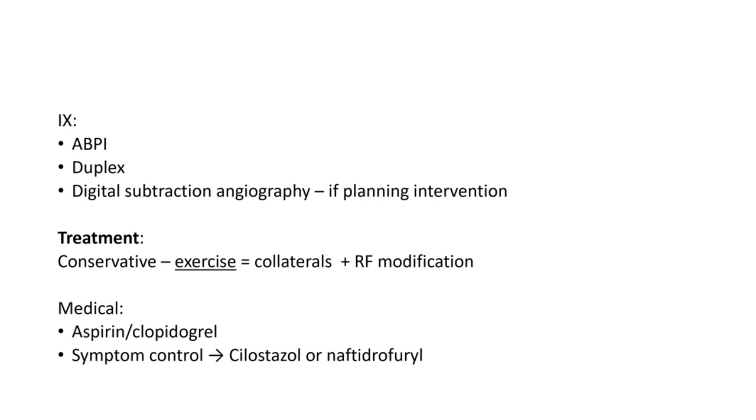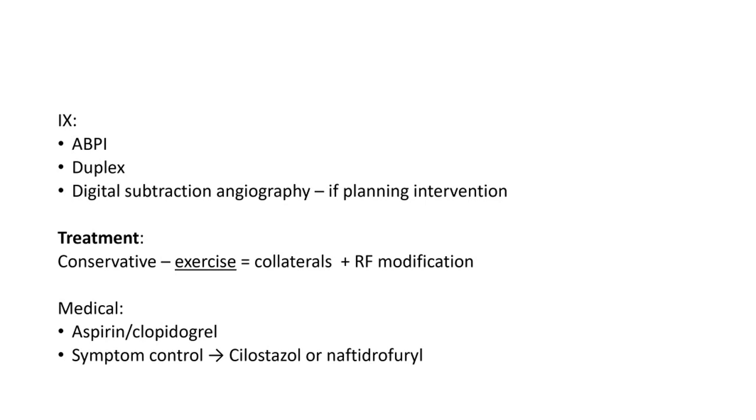Investigations: you do an ankle brachial blood pressure index to look at the ratio there. Between 0.8 and 1 is normal. Less than that, you're thinking that there's something clogging the artery, some insufficiency there. You do a duplex ultrasound scan to see the flow in these arteries, and you could go on to some more advanced imaging if you're planning an intervention and need that.